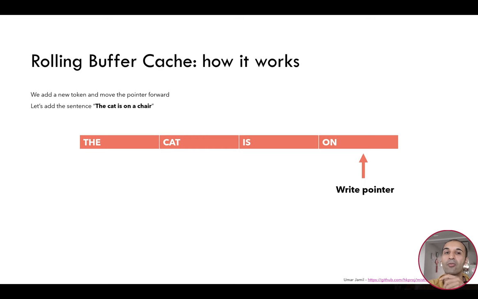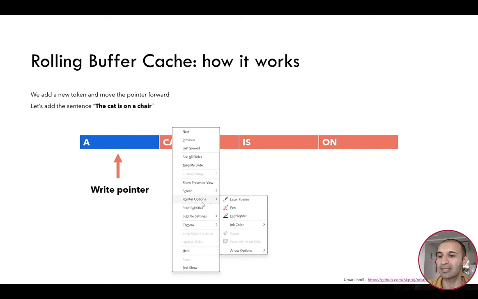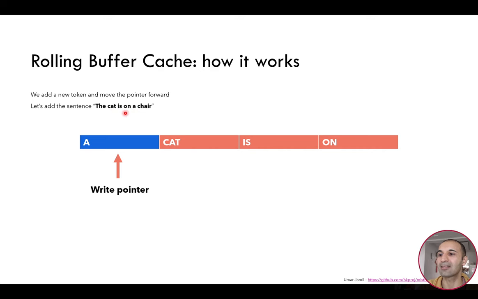Basically, we keep track of where we added the last item using a pointer, and when we arrive at the next token, which is the token "a", we replace the oldest value here starting from the beginning, and we update the value of the right pointer. But now, how do we go back? Because now the order of the tokens is not matching the sentence: the cache contains "a cat is on", but in the original sentence the order should be "cat is on a".